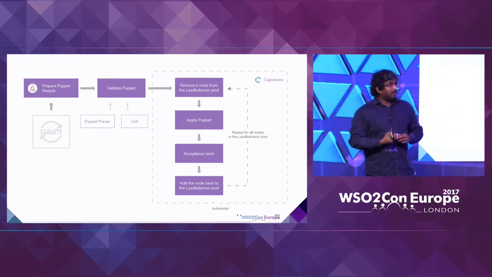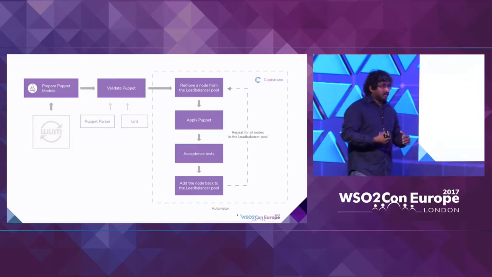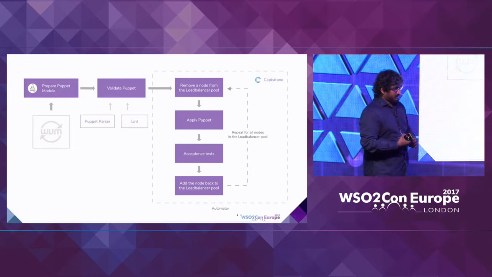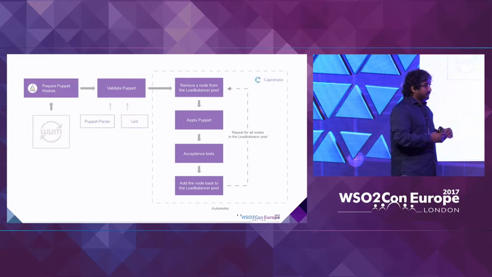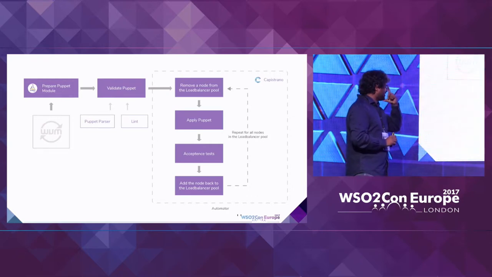So in our public cloud, there are about 15 to 20 clusters. And we run this tool every time to push WUM updates into all those clusters.